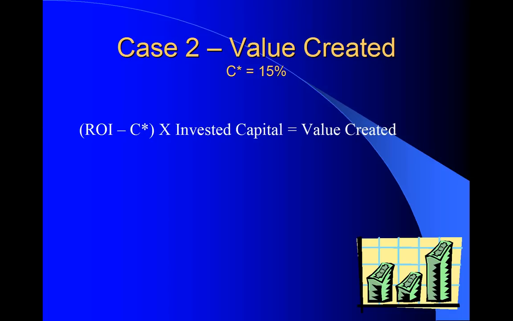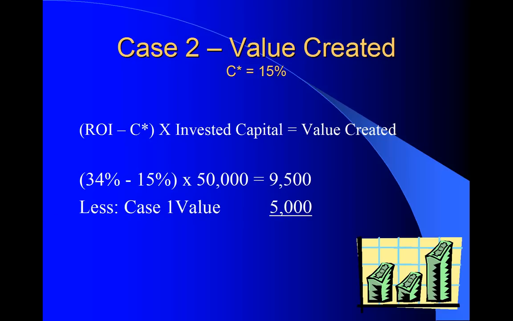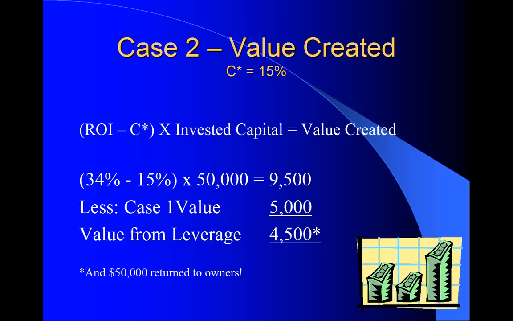So let's talk about value created in this case. So our return on equity is 34%. Our cost of capital is still 15%. This time we only have $50,000 of stockholders' equity, so we have $9,500 of value created. In case 1, we had $5,000 of value created. So we created an additional $4,500 from leverage in this case. And we have $50,000 left in our owner's pocket that they can invest in something else, which is another benefit. And that is financial leverage.